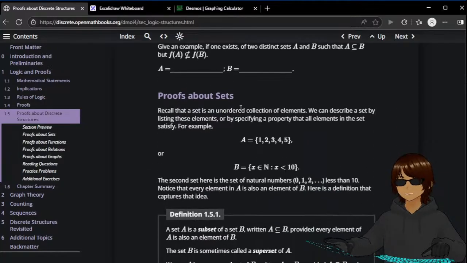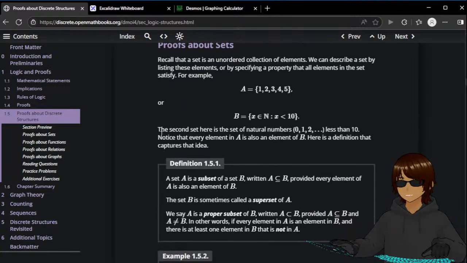Recall that a set is an unordered collection of elements. We can describe a set by listing these elements or by specifying a property that all elements in the set satisfy. For example, {1, 2, 3, 4, 5}, or {x : x is a natural number where x < 10}. The second set is a set of natural numbers less than 10.